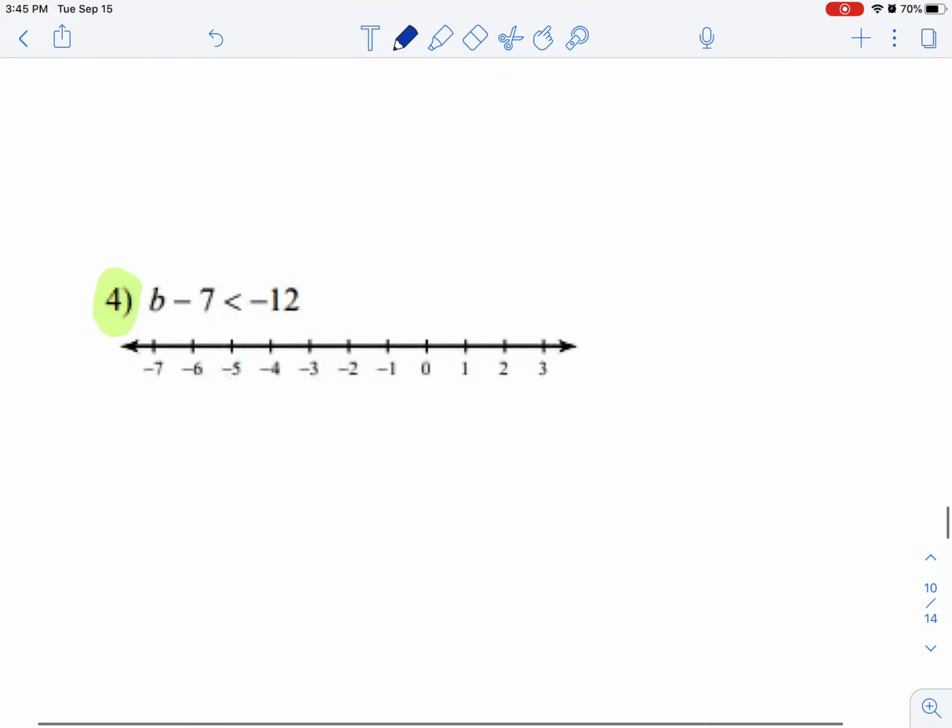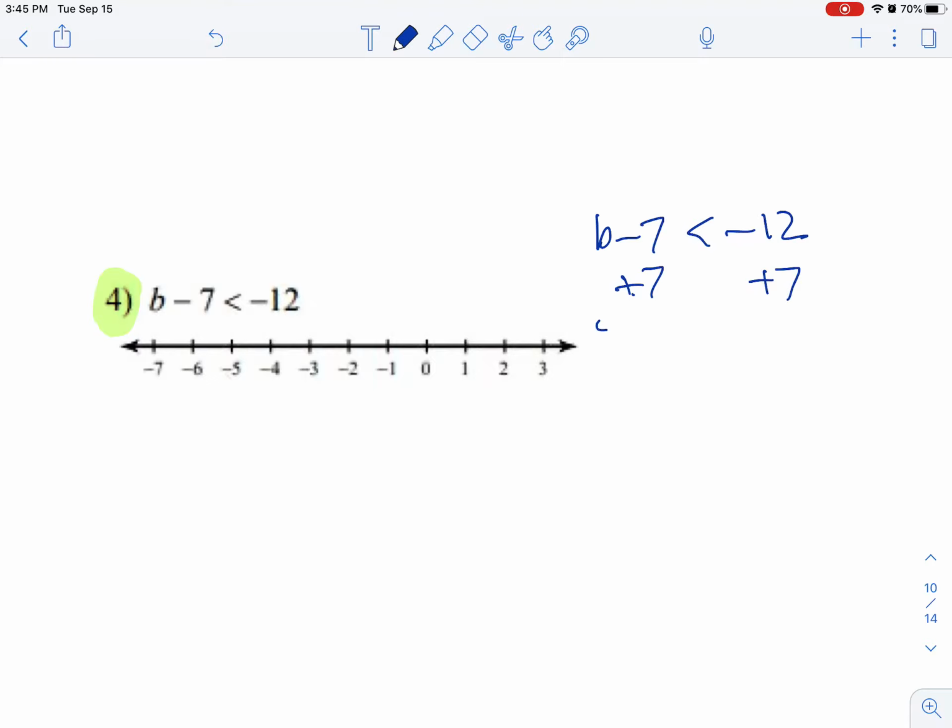Now, you have b minus 7 is less than negative 12. Same thing, plus 7, and you get b is less than negative 5. So on this graph, negative 5 is right here. So what you would do is you would create that open circle and point it to the direction that it's supposed to be facing, which is less than negative 5.